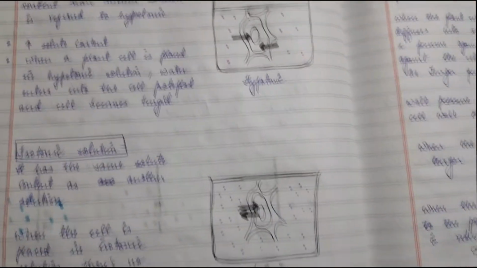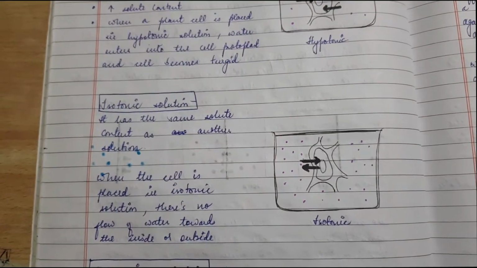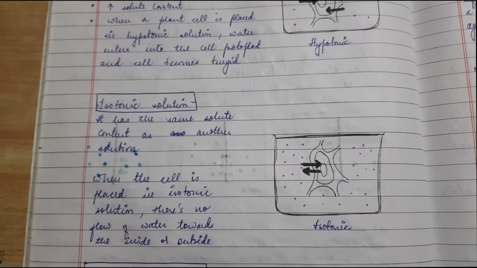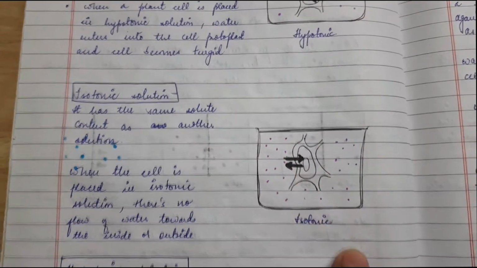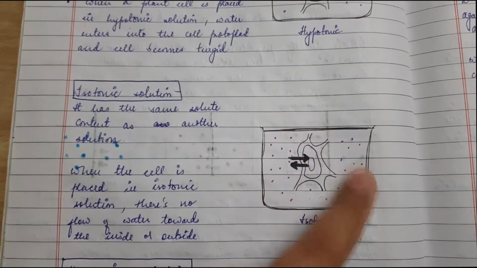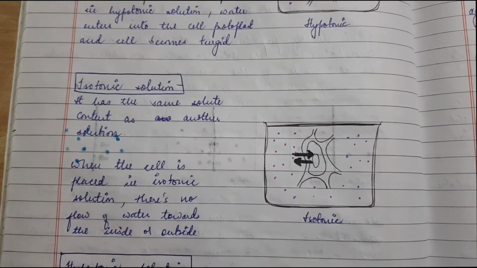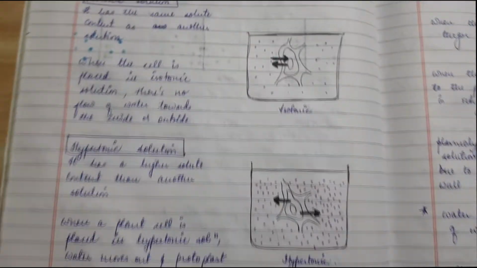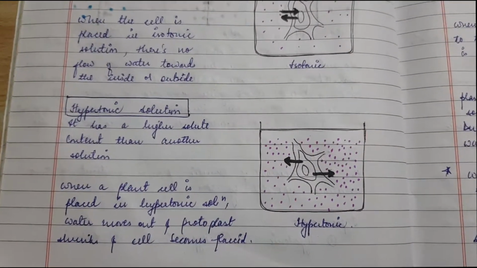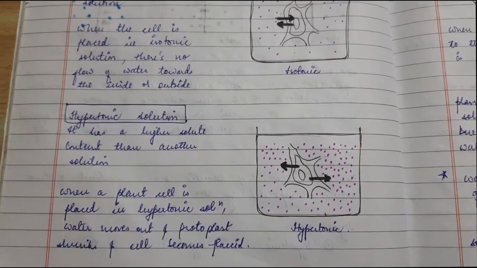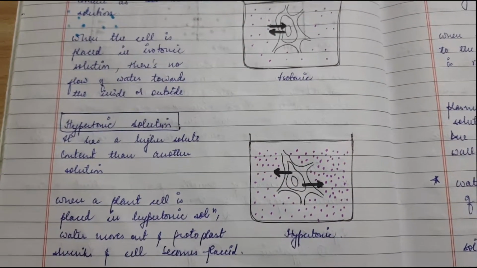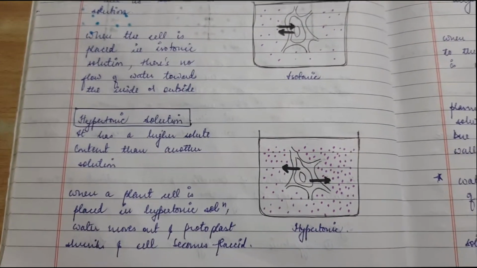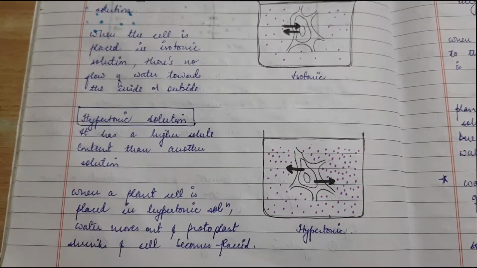ये होता है hypotonic. In case of isotonic, it has the same solute concentration or content as another solution. And when the cell is placed, अगर हमने cell को यहाँ रखा isotonic solution में, there is no flow of water towards inside or outside. Alright. Now hypertonic में क्या होता है? It has a high solute concentration than another solution. And जब हमने प्लांट के सेल को रखा इसमें hypertonic solution में, water बाहर जाता है and protoplast shrinks and becomes flaccid. So flaccid and turgid, I'll be explaining you these terms.